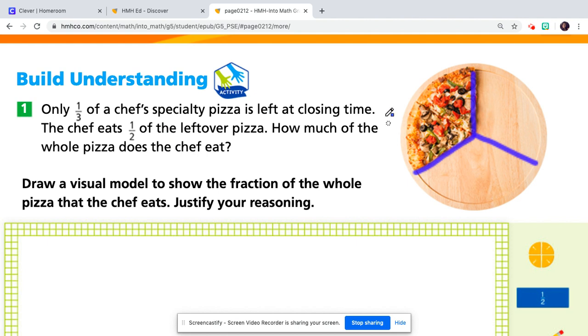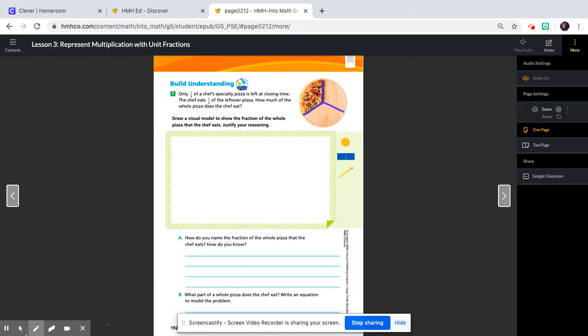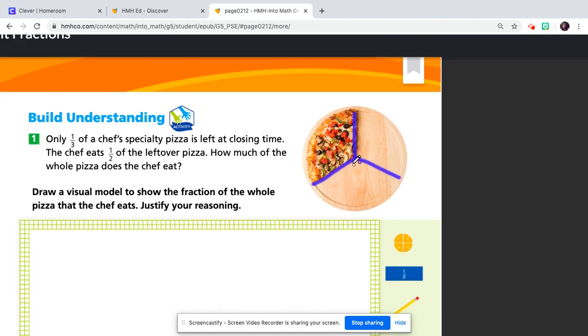He's going to eat half of the leftover pizza. So now I'm going to show with another color where all these half lines would be. So half of a third, and I have to do that for all of them. We'll pretend that's half. Okay? So he eats only half of what's left over. So I'm going to only shade in one of these to show which part he eats.